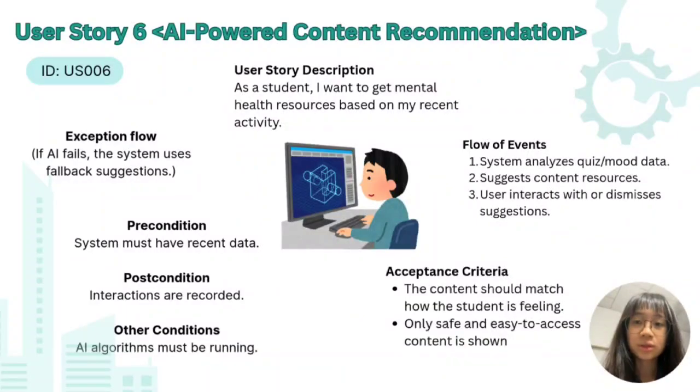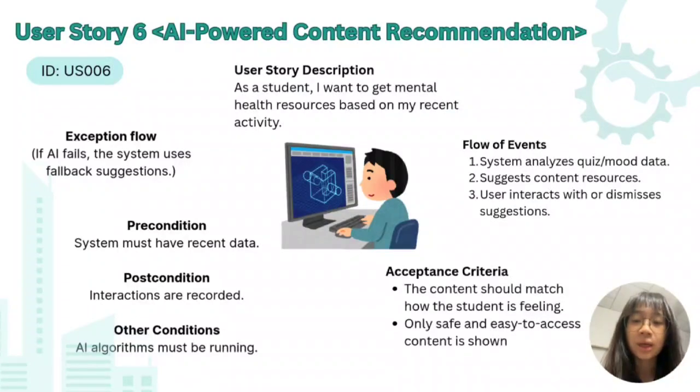The next user story is AI-powered content recommendation. User story description: as a student, I want to get mental health resources based on my recent activities. Flow of events. First, the system analyzes quiz or mood data. Second, it suggests content resources. Third, the user interacts with or dismisses suggestions. For acceptance criteria, the content should match how the student is feeling. Only safe and easy to access content is shown. Precondition, the system must have recent data. Post-condition, interactions are recorded.